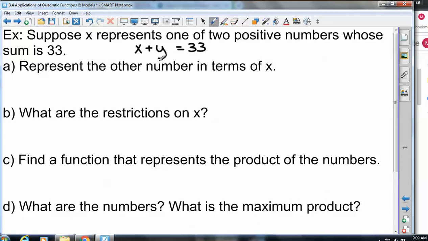So if I were going to solve for y here, what would you do? Subtract the x over. So y is 33 minus x. You guys agree with that? That's your answer to part A. The other number is 33 minus x. So all I knew is they added up to 33. We can't solve equations with multiple variables in them. So x is the first, 33 minus x is the second. Does everybody see how we got that?